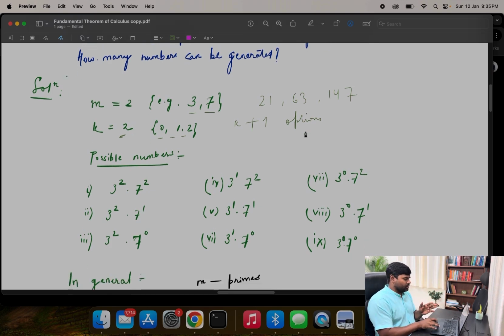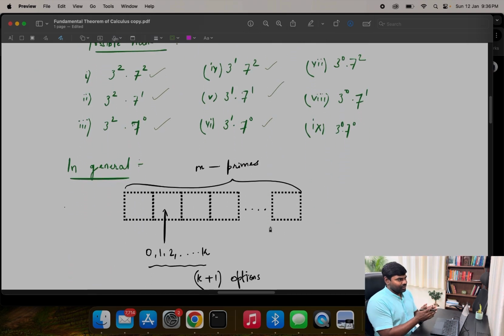So what are the possible numbers here? Well, let's say we fix 3 squared. So we're going to take two threes. You can keep varying the number of sevens. First let's start with 2 sevens, 1 seven, and then 0 sevens. And then we'll do the same thing for 3 power 1. So 3 power 1 times 7 squared. You can say it's a logical way of thinking about numbers. It's basically an arrangement pattern that we are seeing here, right? So 3 power 1 times 7 squared, 3 power 1 times 7 power 1, and 3 power 1 times 7 power 0. And at the end, we do the whole thing for 3 power 0. So essentially, you're going to have 9 numbers.